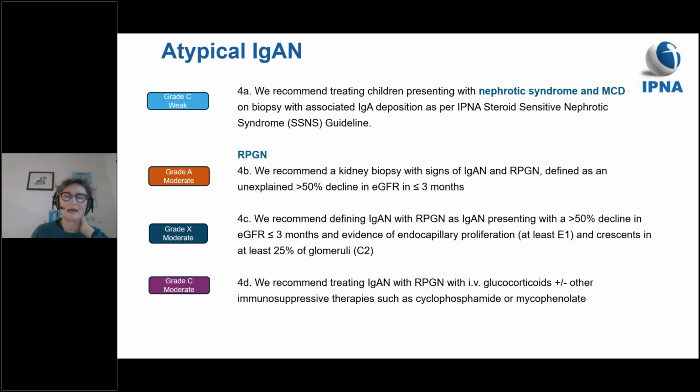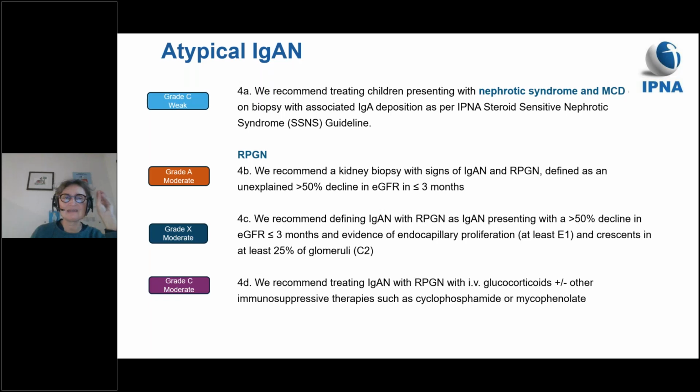So following the guidelines that are published on this topic, because we know that one of the different histological pictures in children with steroid-sensitive nephrotic syndrome that receive a biopsy can be a minimal change disease with associated IgA deposition, but this is not IgAN. It's a steroid-sensitive nephrotic syndrome child that has a particular histological picture, but clinically behaves exactly like SSNS, and therefore needs to be treated in this way.